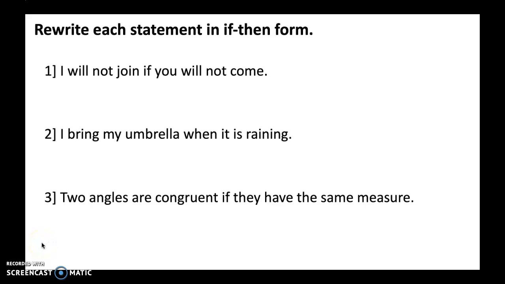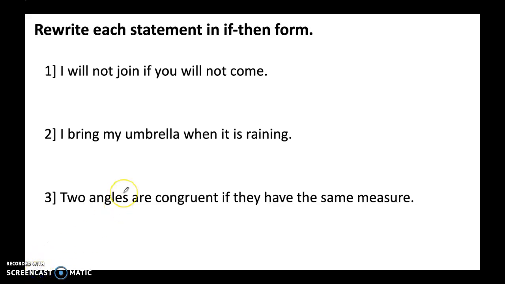Let's have these exercises. Rewrite each statement in if-then form. So to write the given statement in if-then form, we should identify first what is the hypothesis and what is the conclusion. For number 1, I will not join if you will not come.